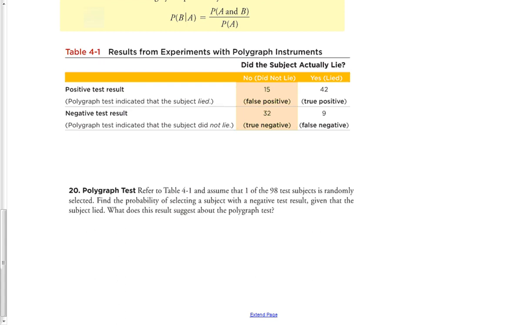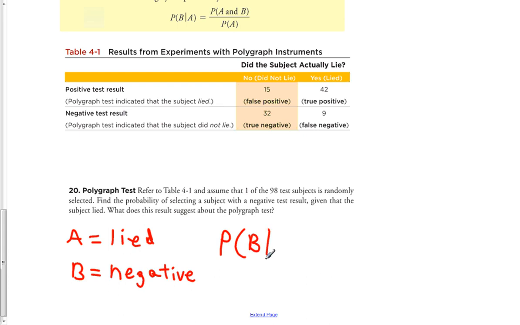Let's see here. What does this result suggest about polygraph tests? What we're going to do is label our events. We're going to let event A be the event or the outcome that the subject lied. And we're going to let event B be the event or the outcome that we had a negative test result. What they're asking me for here is the probability of a negative test result given that the subject lied. So that's how we translate it to the probability notation.